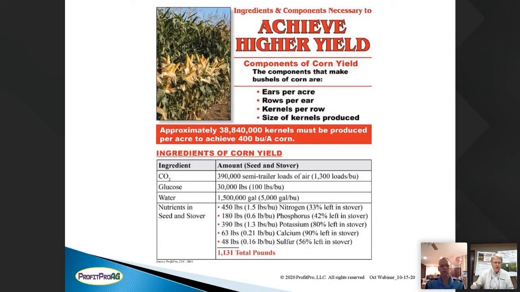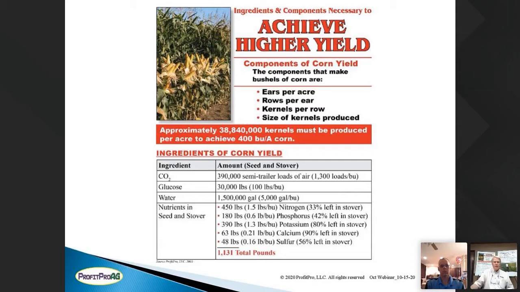And when we look at the ingredients and the components necessary to achieve this high yield, it really comes down to the ears per acre, the rows per ear, the kernels per row, and the size of the kernels produced. In other words, the test weight. And we start out early in the growth of the corn, about V4 to V5, when we determine girth. And then at V10, we start determining length. And then when we start tasseling, we start looking at ear fill or kernel fill.